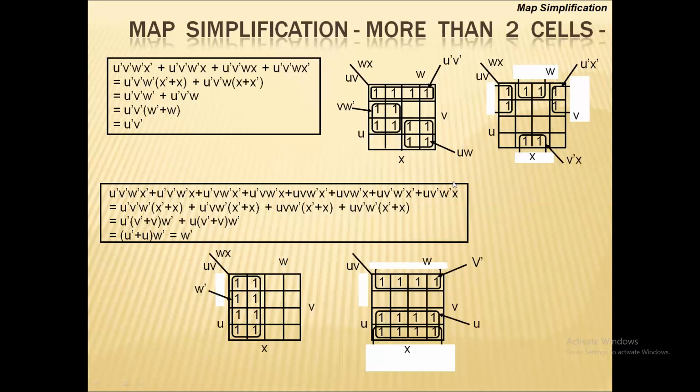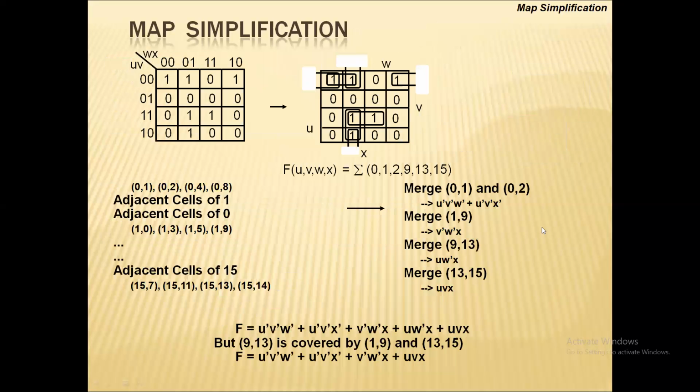So one pair is basically a dual. If it is two pairs, it is basically a quad, and if there are four pairs, it is basically an oct, as in this particular case. Okay, as you can see here, it will give you the most simplified form.